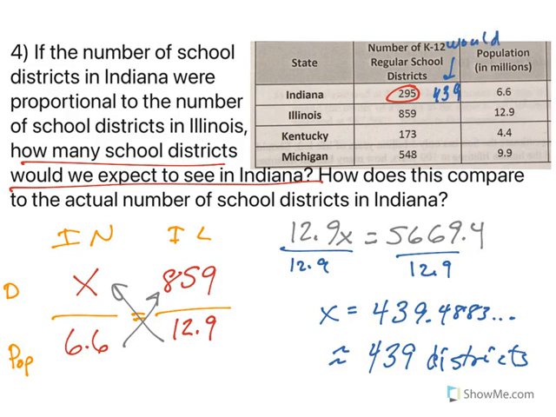So compare those. Indiana's actual school districts is 295. If Indiana was like Illinois, they would have 439. Vastly, vastly different, right? That's 144 more districts that we would need to create to be like Illinois, which is just a vast difference. So that is playing with some applications of proportions.